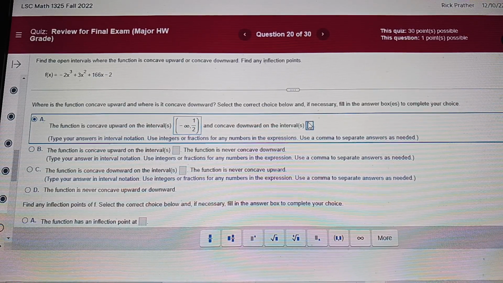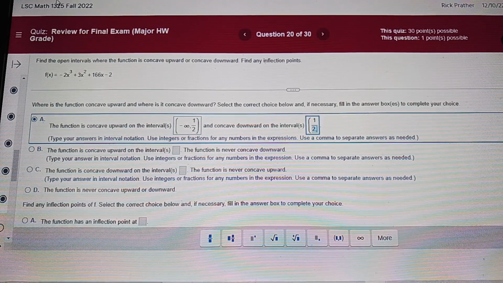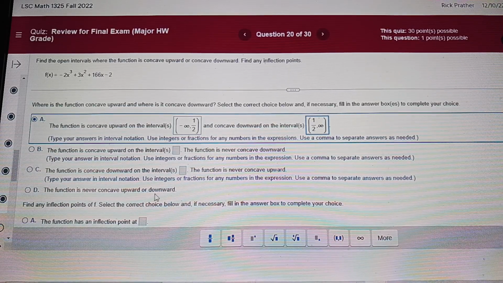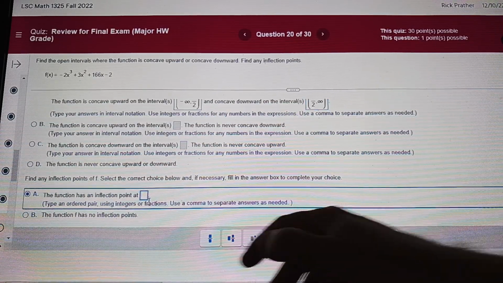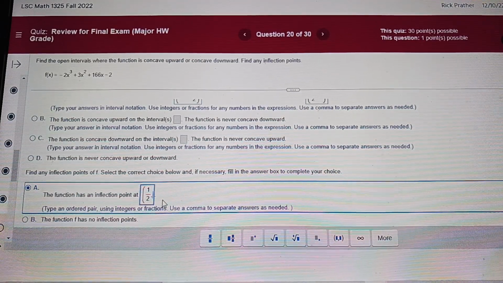And then it's concave down after that, from 1/2 to infinity. Because it did switch from one to the other, there's an inflection point at 1/2. 1/2 comma something. And they do want an ordered pair, so that means they also want the y value.